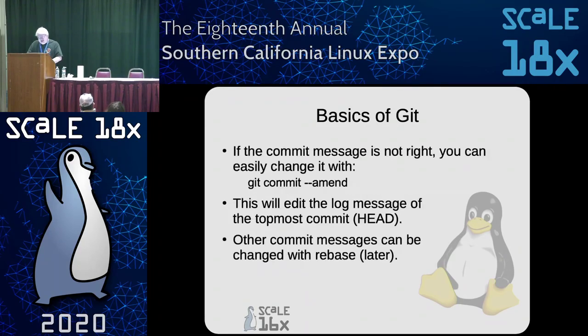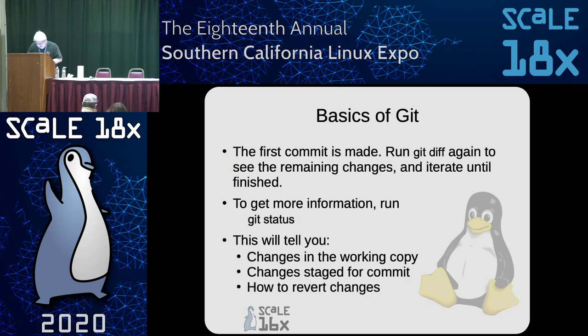And of course, checking your work is always important. So if the commit message is not right, maybe you made a typo, maybe you left something out, you can easily change it with git commit --amend. This will edit the log message of the topmost commit, which is called HEAD. You can actually change other commit messages as well using rebase, which hopefully we'll get a chance to get into later.